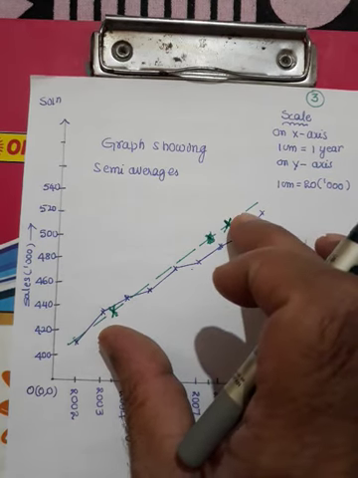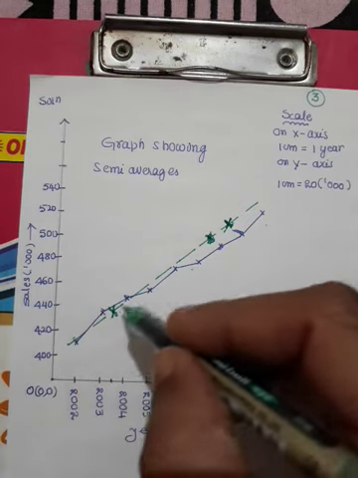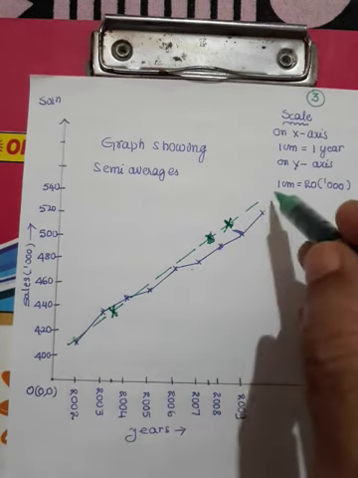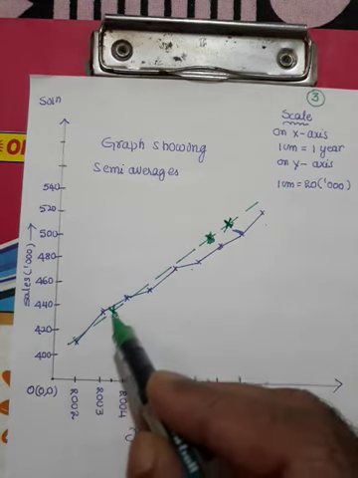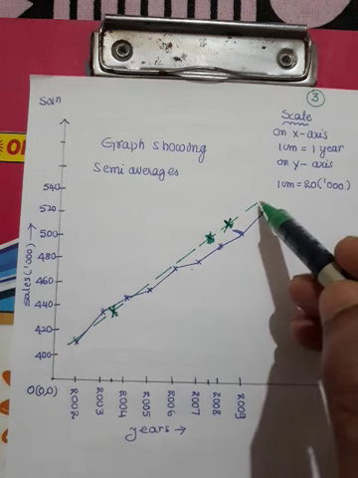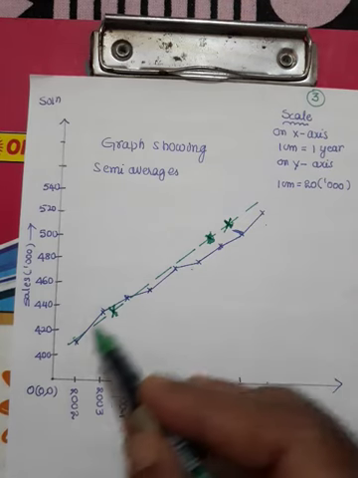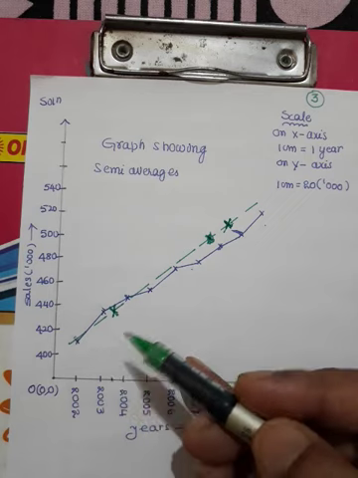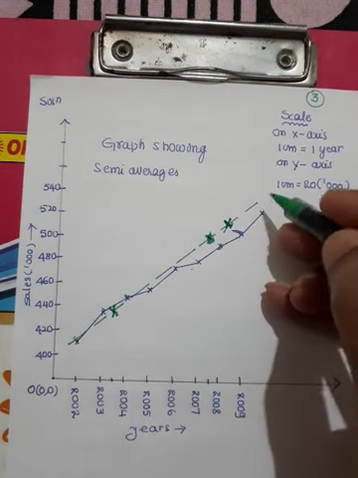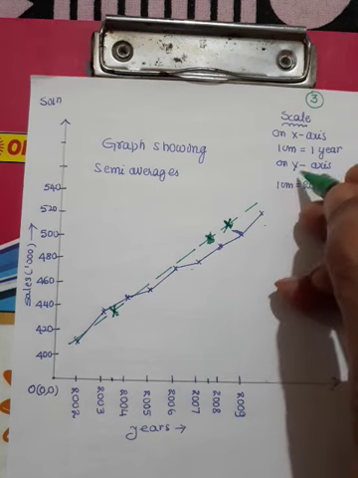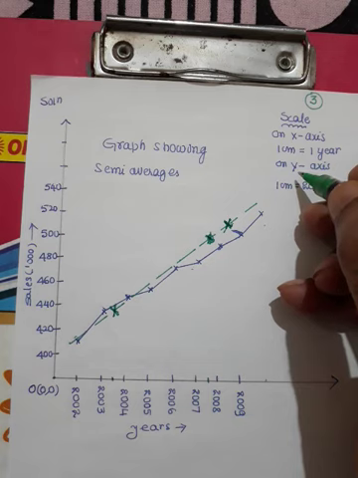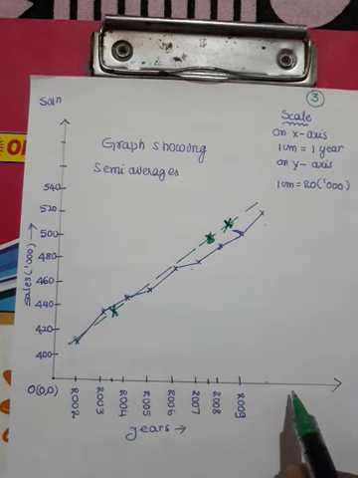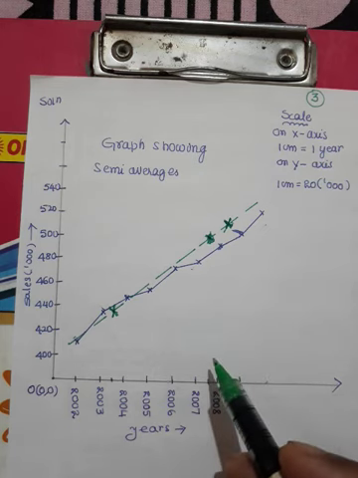These two points are joined by a straight line, a dotted straight line. This dotted straight line is called the trend line. You see, this straight line is called the semi-average line or trend line. By extending this trend line in the upward direction, you can get any estimated value for the corresponding future year.